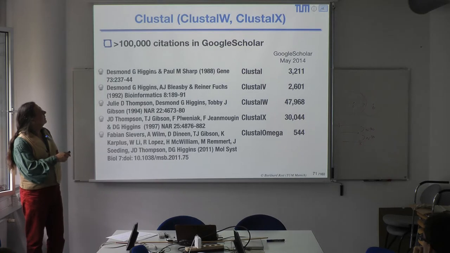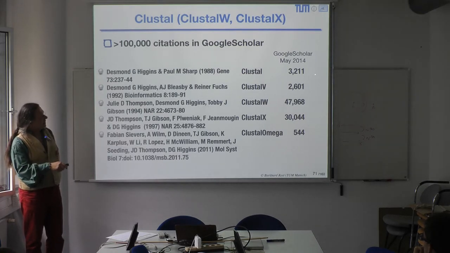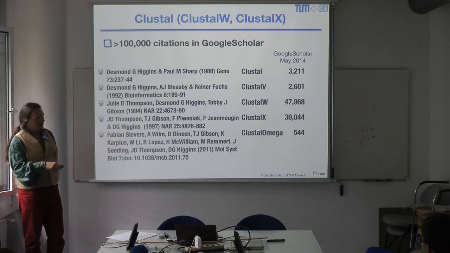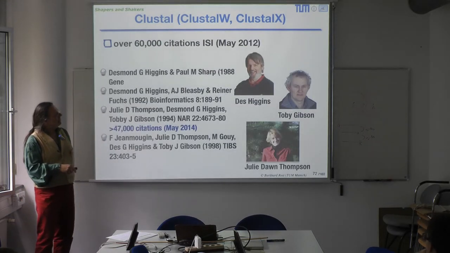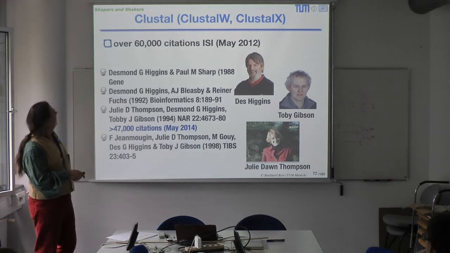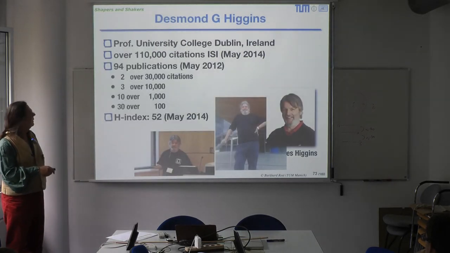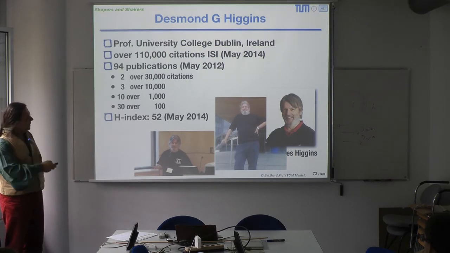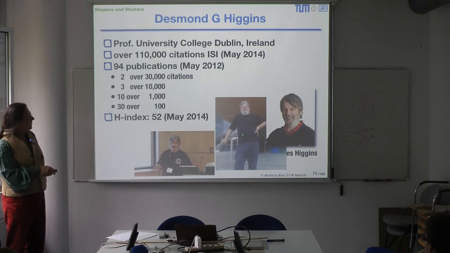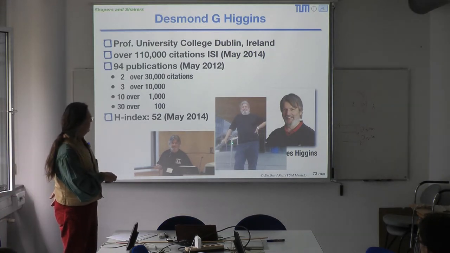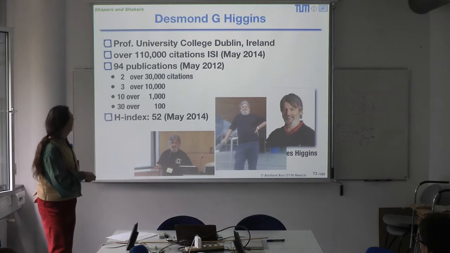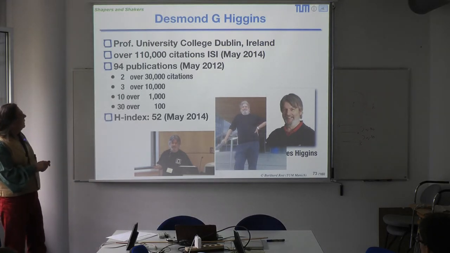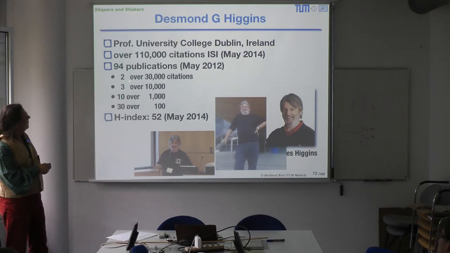The history of CLUSTAL in terms of citations: over 100,000. The origin of these papers, so the latest one is not quoted as much, because it always takes a while until papers are quoted. People behind it are three. Let's begin with Des Higgins, now in Dublin. He did this work in Heidelberg initially at the EMBL, went on to the EBI in Hinxton, Cambridgeshire. This I believe is in Ireland. 94 publications, two over 30,000, H index 52, really influenced science.